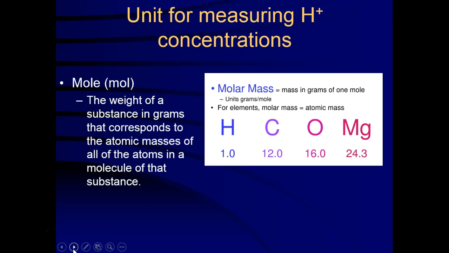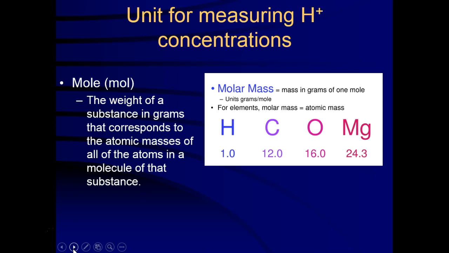A mole is used in chemistry all the time. We're often converting moles to grams and grams per mole and all kinds of stuff. In fact, this is often part of the frustrating part of the first semester of chemistry, measuring concentrations of different chemicals in compounds and substances. A mole is basically the weight of a substance measured in grams that corresponds to the atomic masses of all the atoms in a molecule of that substance. Let me break that down for you.